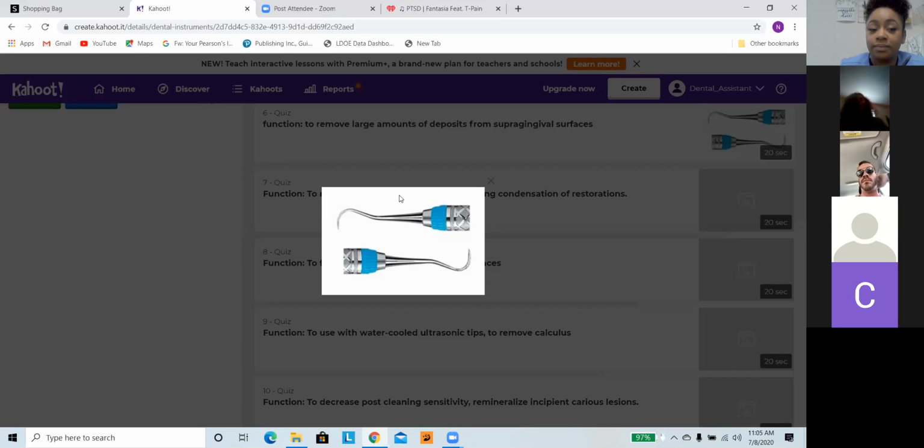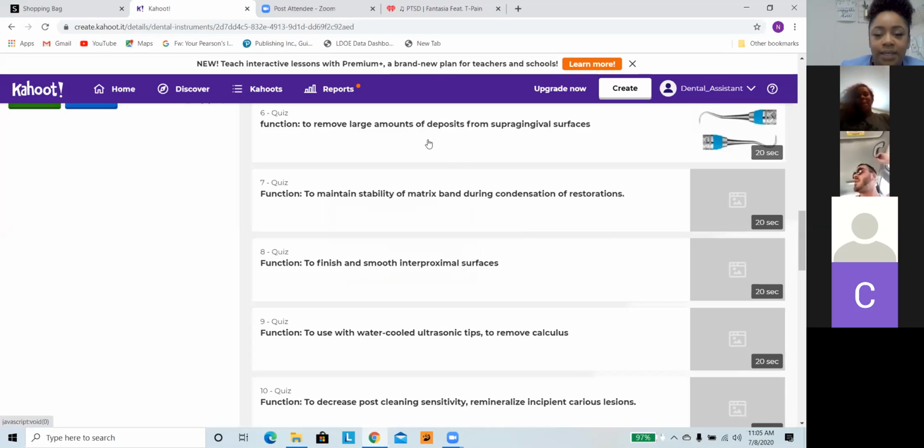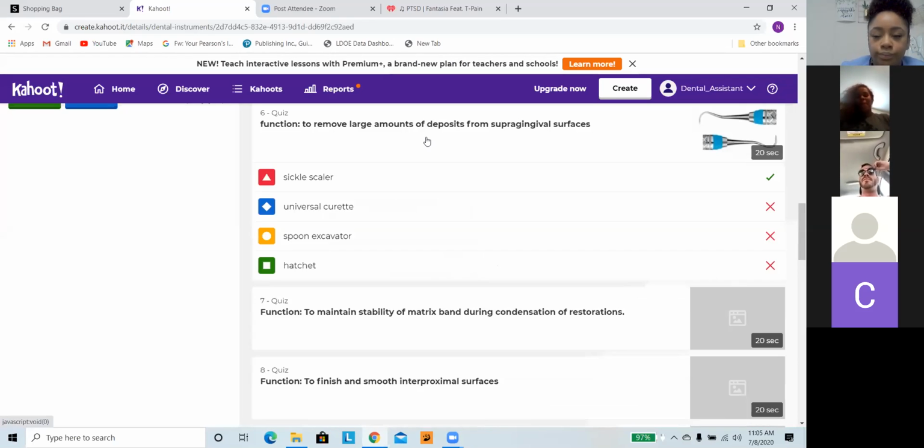I'm going to say crown and bridge. I would take an educated guess here. It's either crown and bridge or Profi tray. Profi tray, okay. So I think it is Profi tray, but let's see. It's going to be a sickle scaler. So what tray is the sickle scaler on? The Profi tray.